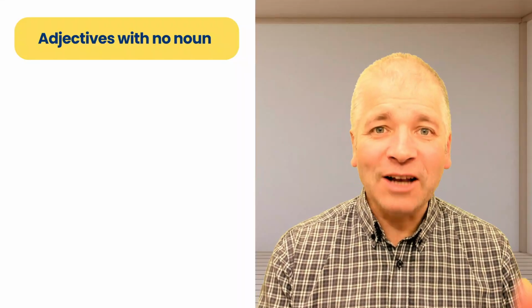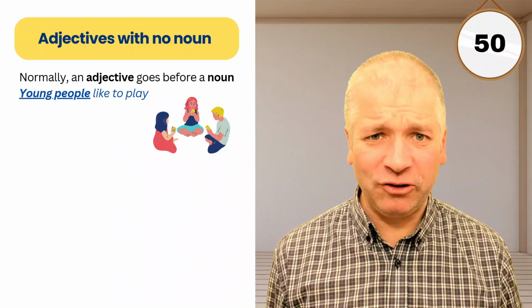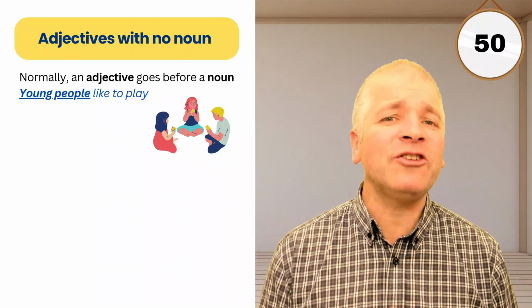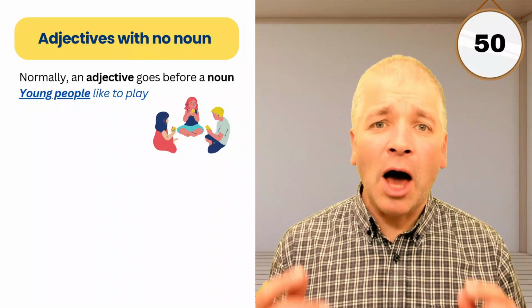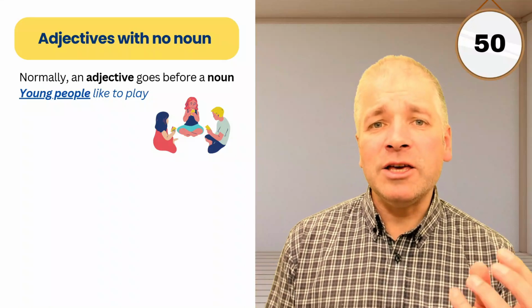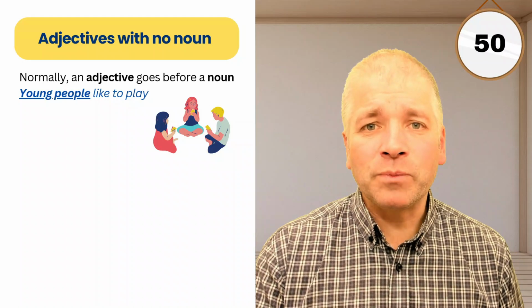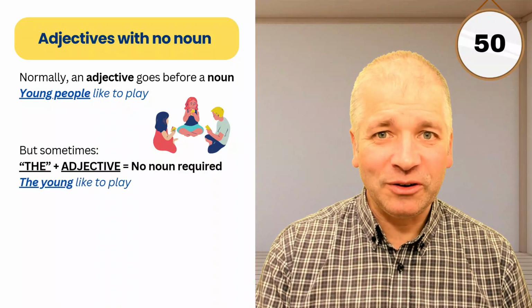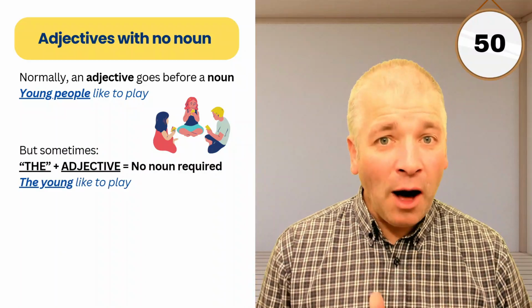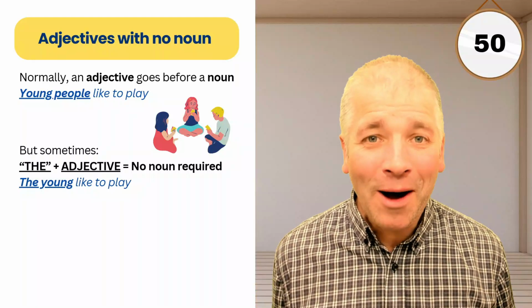First of all, adjectives with no noun. Now, that sounds strange because we are used to adjectives describing nouns, such as here. Young people like to play. Young is the adjective that describes the noun people. But when you use the, something can change. Sometimes the followed by the adjective means no noun is required.